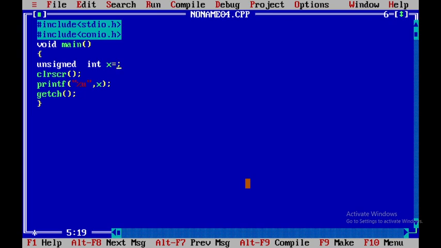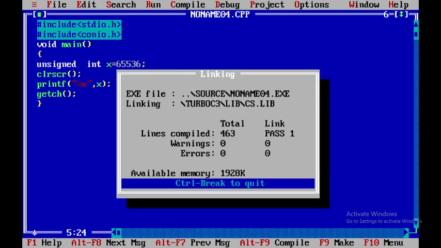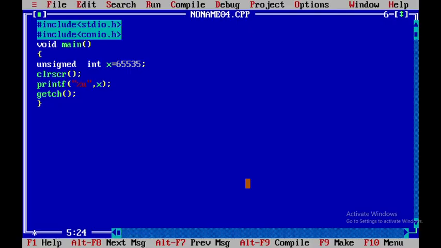But again you can store only up to 65,535 or so. If you try to use 66,666, again it gives a wrong output. Why? Because the largest you can store is 2 raised to 16, that is 65,536, minus 1, so 65,535. Then it gives the correct output, but beyond that, if you try to print it, again it gives a wrong output.